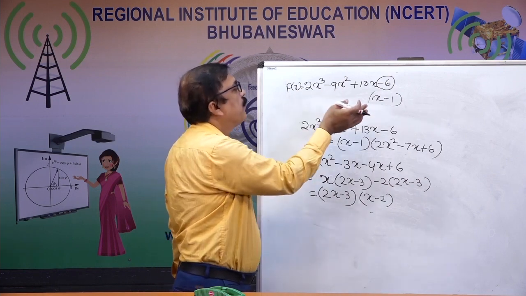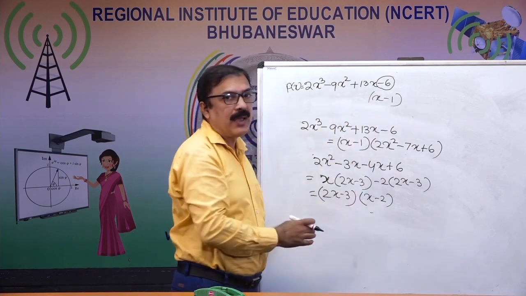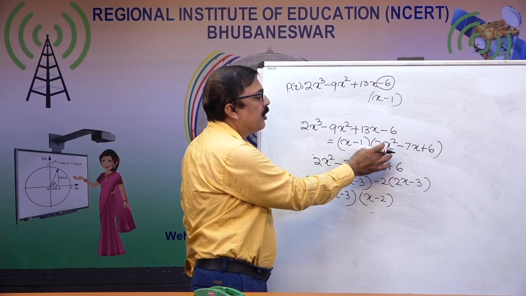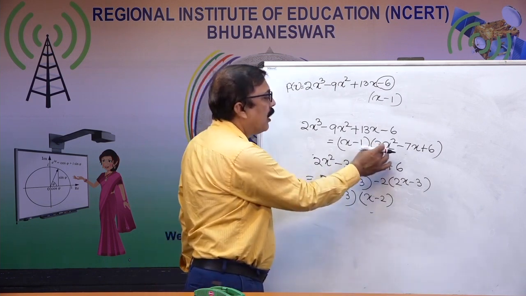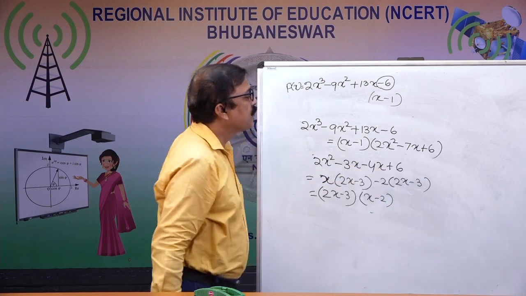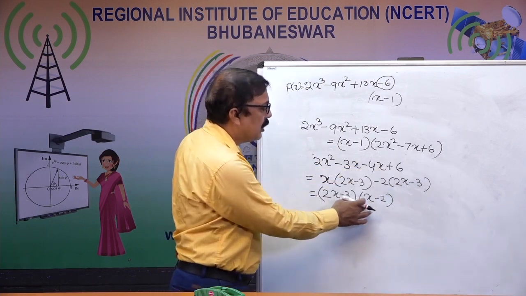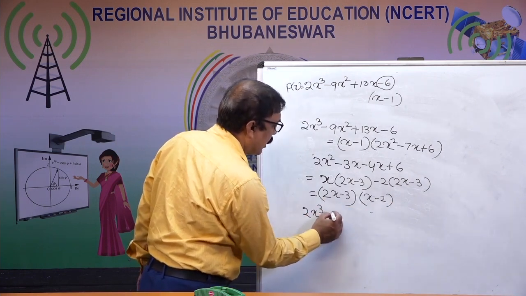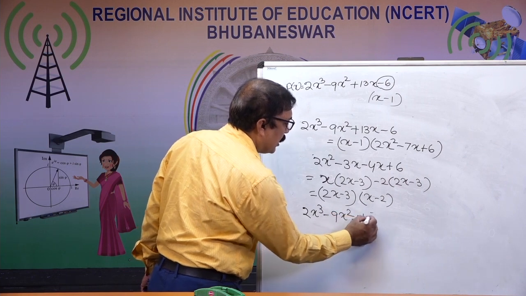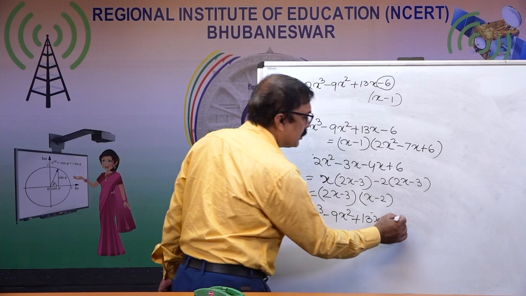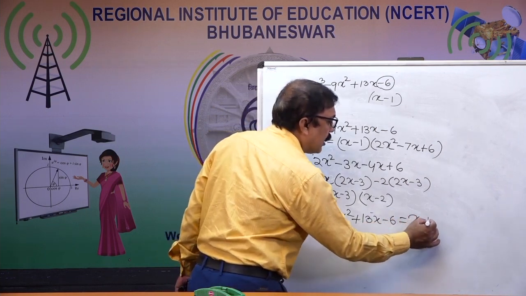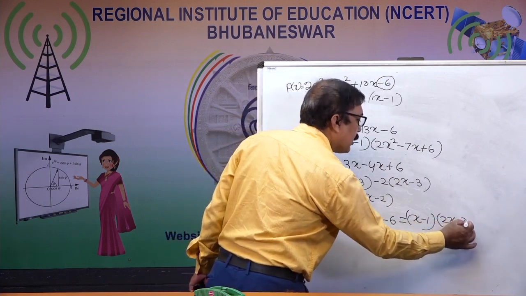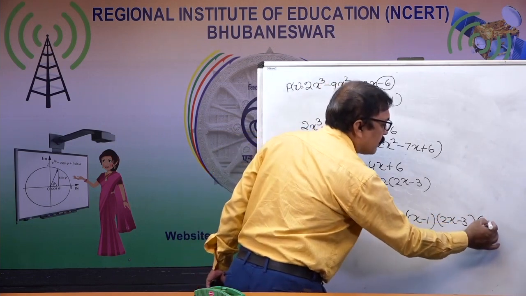First of all, we find x − 1 as a factor using the factor theorem. Now by splitting the middle term, we find the polynomial 2x² − 7x + 6. Its factors are (2x − 3)(x − 2). So we can write that 2x³ − 9x² + 13x − 6 is equal to (x − 1)(2x − 3)(x − 2).